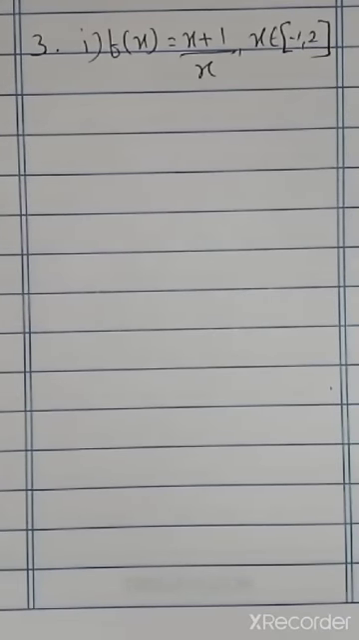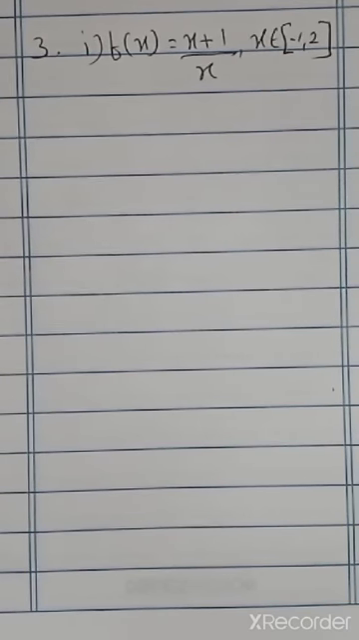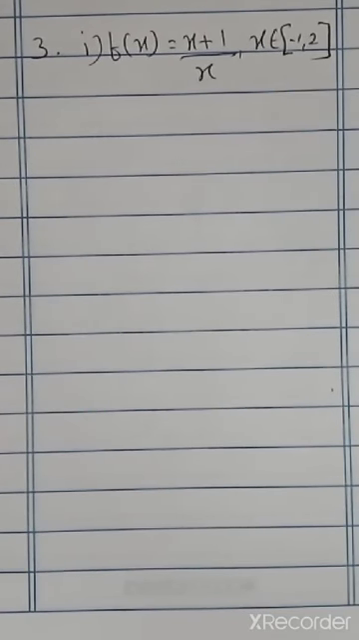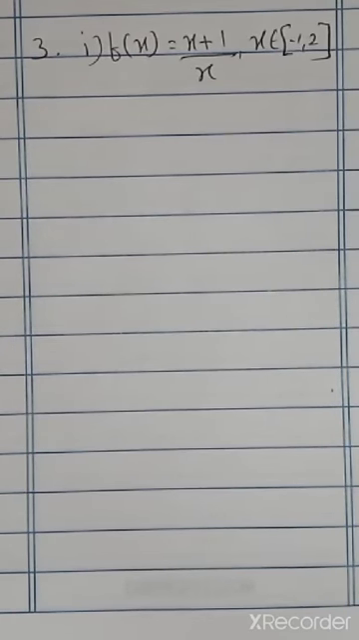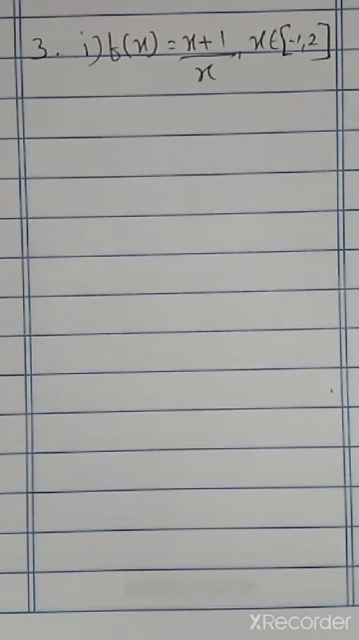Third question: explain why Lagrange mean value theorem is not applicable to the following functions in the respective intervals. This is like your first problem. Now tell me, what are the three conditions of Lagrange mean value theorem? First, f is continuous on the closed interval. Second, f is differentiable on the open interval. Third, f dash of x equals f of b minus f of a by b minus a.